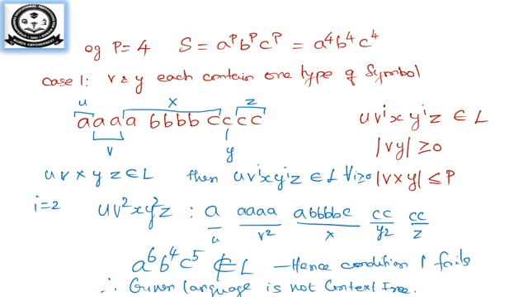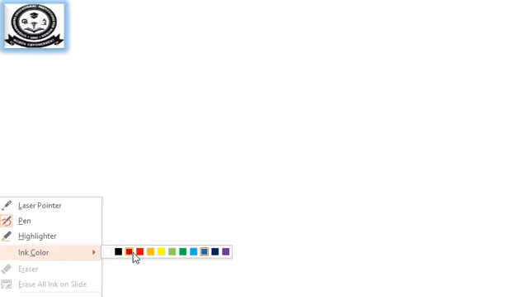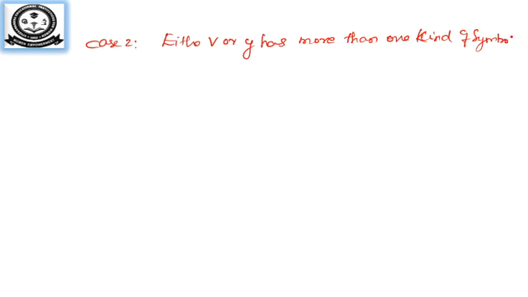Right, we have done one case. Let us try the other cases, because we have to check all the cases. So let me take the next case, the second case, some other combination, where either v or y has more than one kind of symbol. Previously we used only one terminal symbol. Here we can have more than one symbol. So let me write the string first.